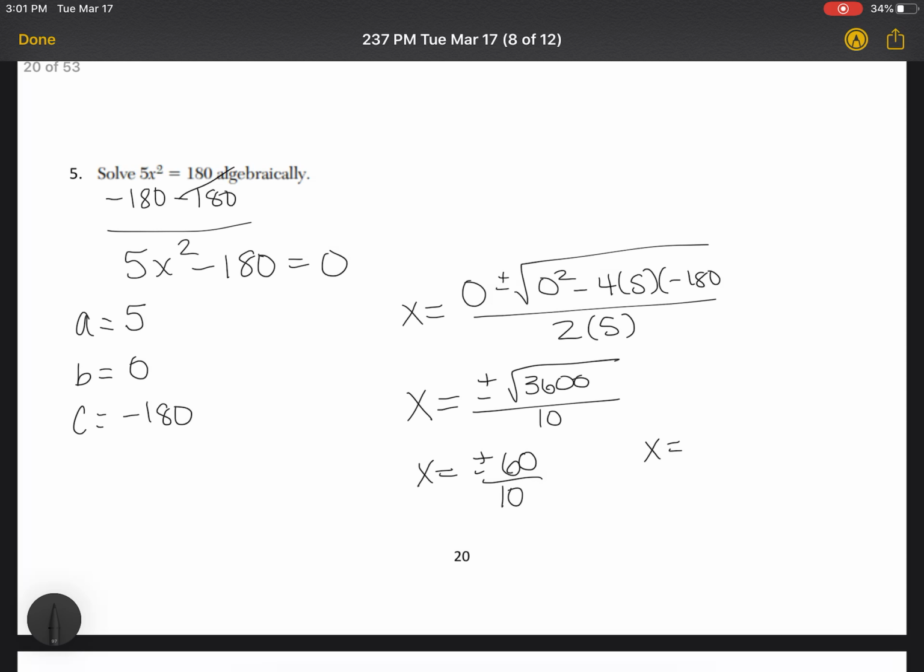So one x value is going to be positive 60 divided by 10. The other is going to be negative 60 divided by 10, which is going to give us 6 and negative 6.